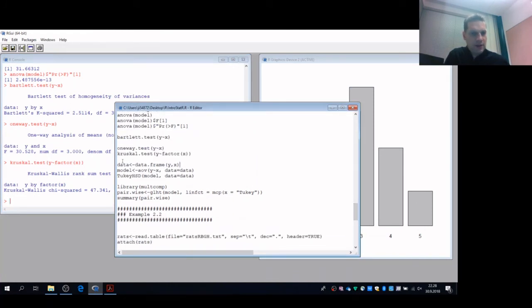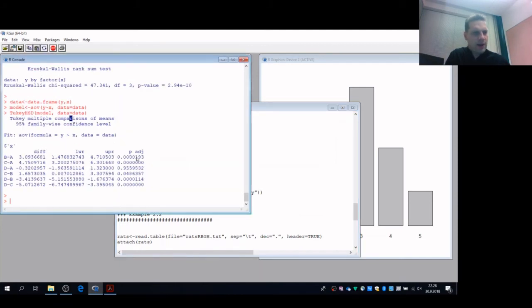And then what is interesting to understand is which of these subpopulations are different. There we can use this Tukey HSD function, which is given here, and it would argue that A and B are different, C and A are different, but D and A is not. C and B are different, and so on.